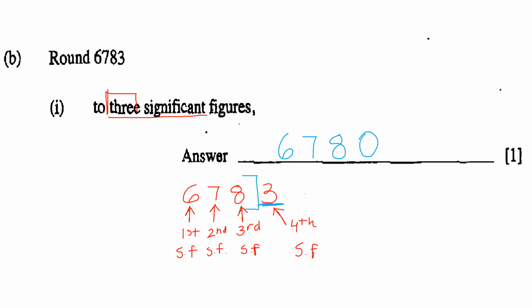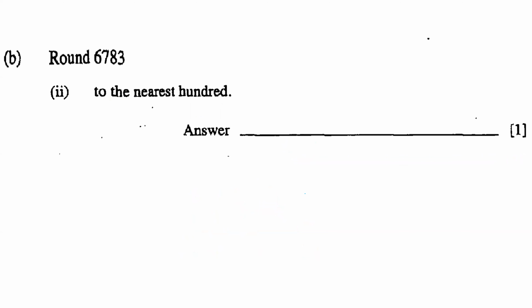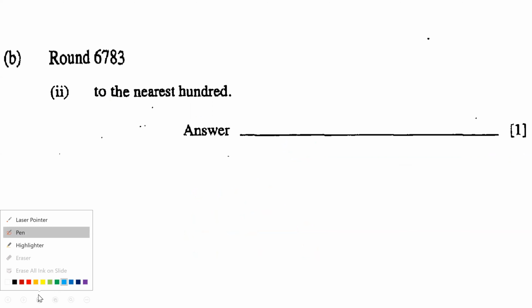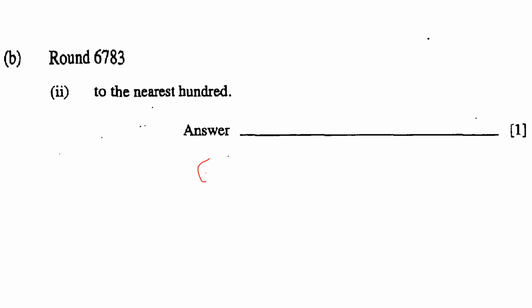All right. Let's move on to question B I. Question B I says round to the nearest 100. So the idea with this one is that you have 6783. The 3 is in the ones place, 8 is in the tens place, but 7 is in the hundreds place. We have the cutoff at 7, and then we underline 8. Is 8 greater than 5 or less than 5? Clearly, 8 is greater than 5, so we're going to add 1.